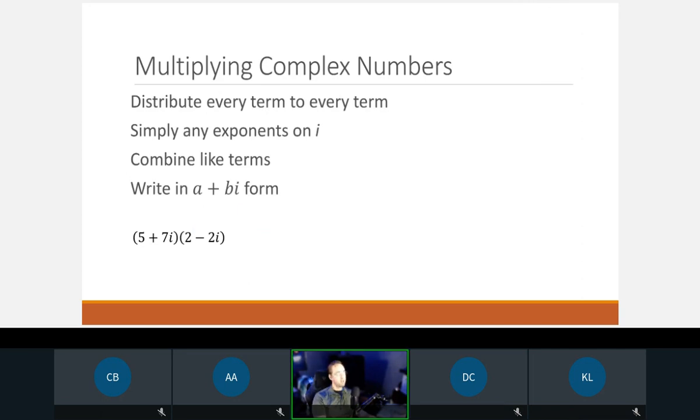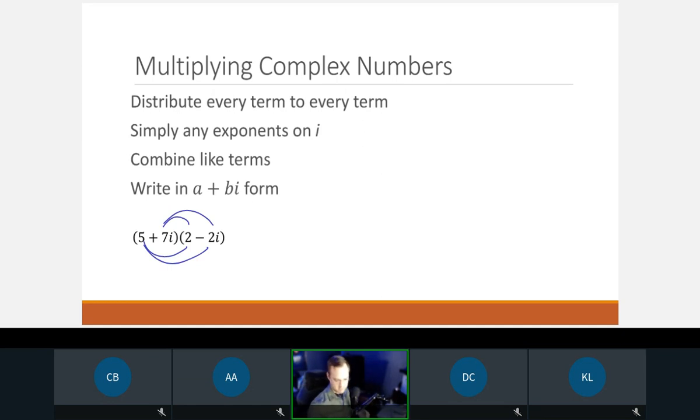Okay, so multiplying complex numbers. We have the complex number 5 plus 7i and the complex number 2 minus 2i. So what do you think we do to multiply these? You FOIL it. Yes, you FOIL it. I would do 5 times 2, 5 times -2i, 7i times 2, and then 7i times -2i.